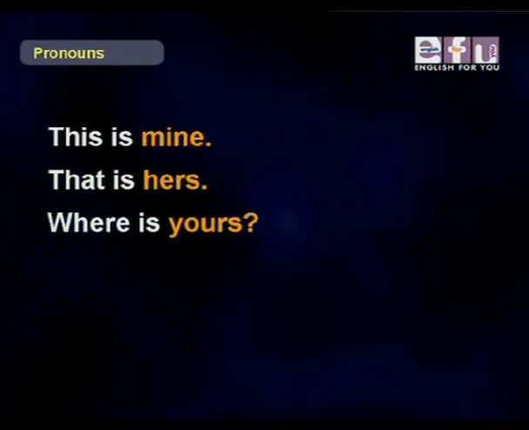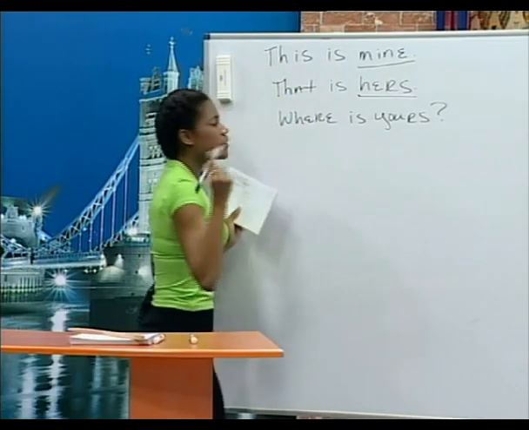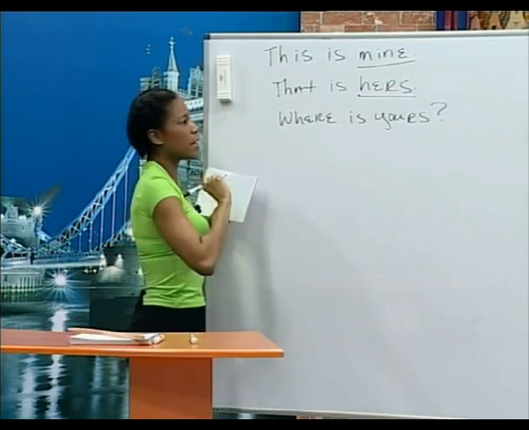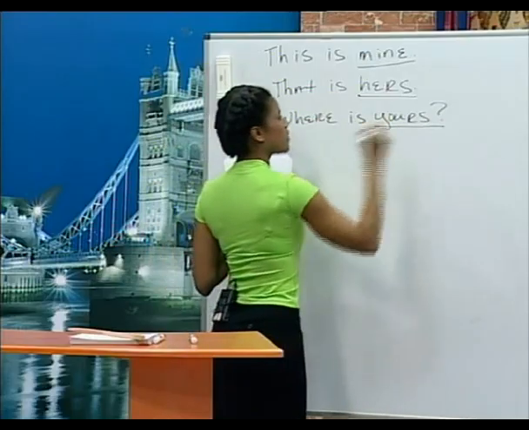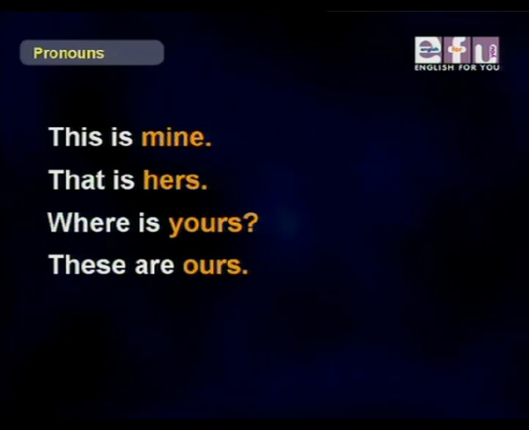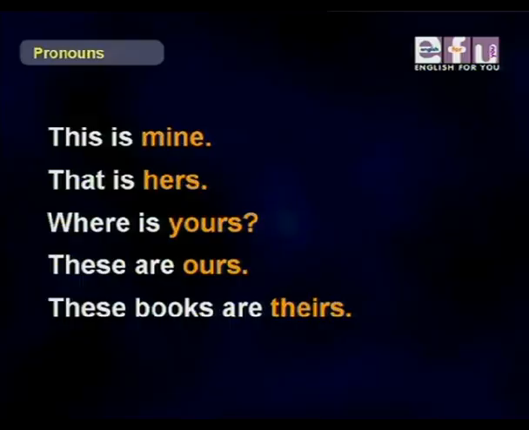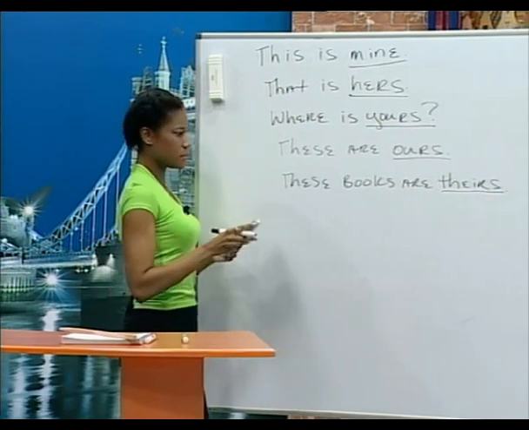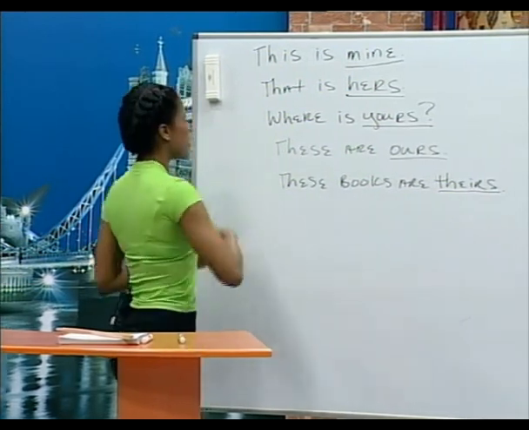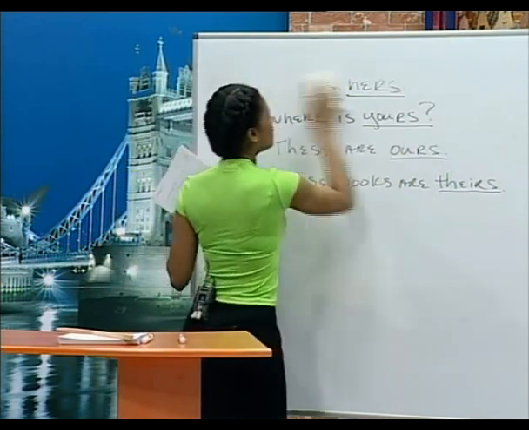Where is yours? So here is my pen. This is mine. That is hers. Where is yours? Right? Possessive pronoun. These are ours. And these books are theirs. Okay, good job. Next group.